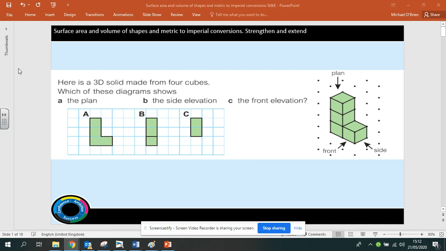You've got a shape made of 4 cubes. I would like you to identify from the drawings which one is the plan, which is the side elevation, and which is the front elevation. Pause the video whilst you're working on it and turn it back on when you're ready to hear the answers.